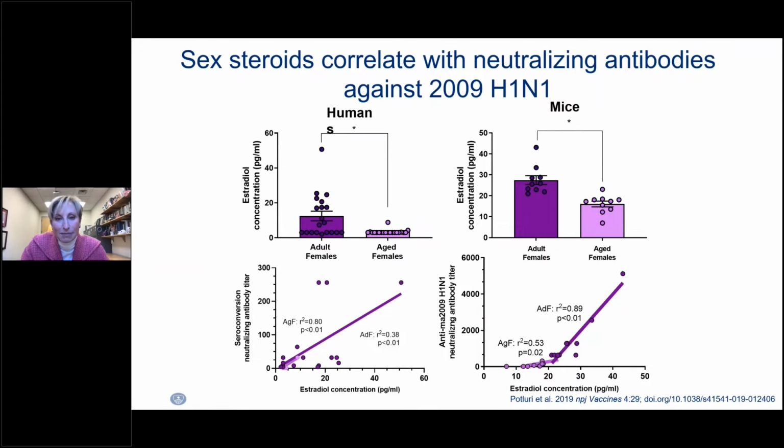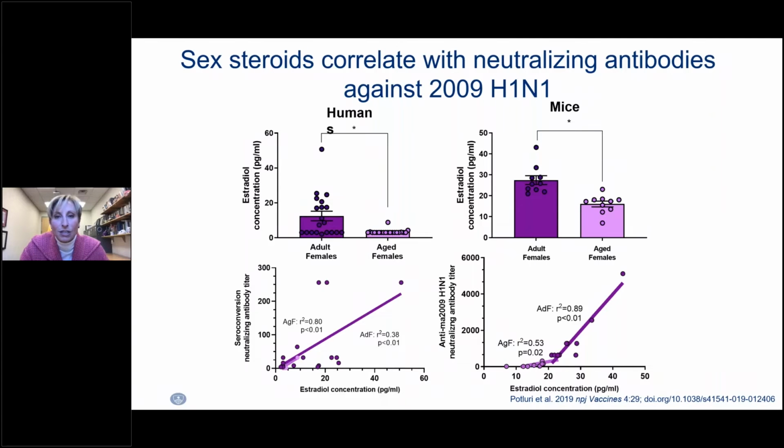Sex steroids are intimately involved, both in humans and in mice, in regulating these differences. When we look at circulating estradiol concentrations among adult and aged females, adults being 18 to 49 years of age, aged being 65 years and older, as you can see, estradiol concentrations are significantly reduced. When we look in mice, adult female mice being roughly 10 to 12 weeks of age at the time that blood was collected, aged females being roughly 68 to 72 weeks of age, you can see that we can really mirror what we see in humans in our mice.